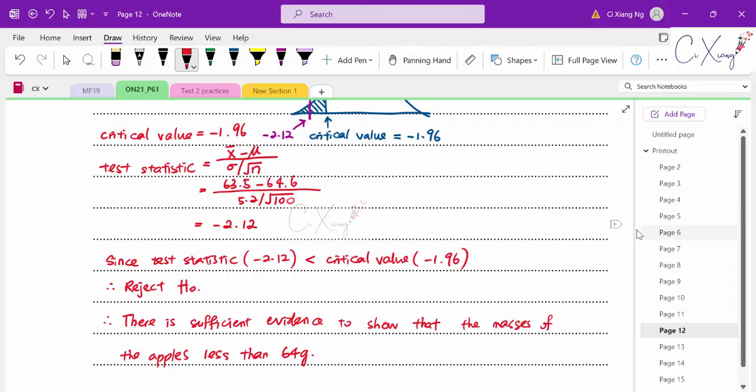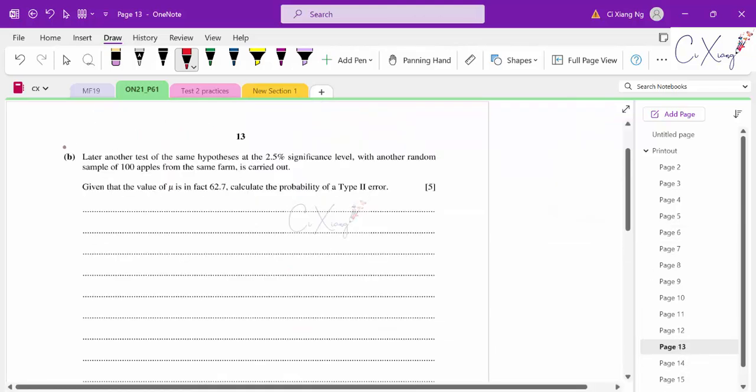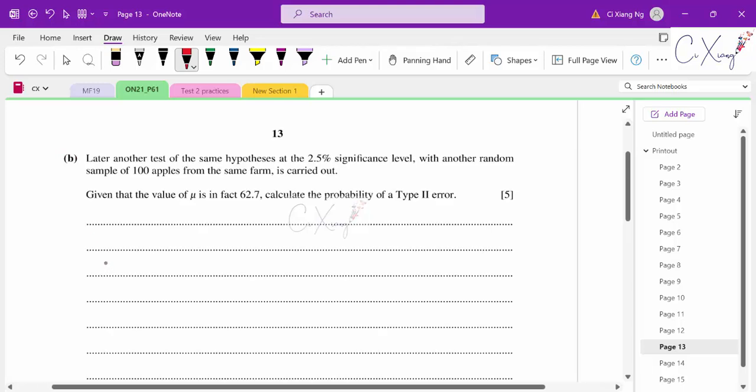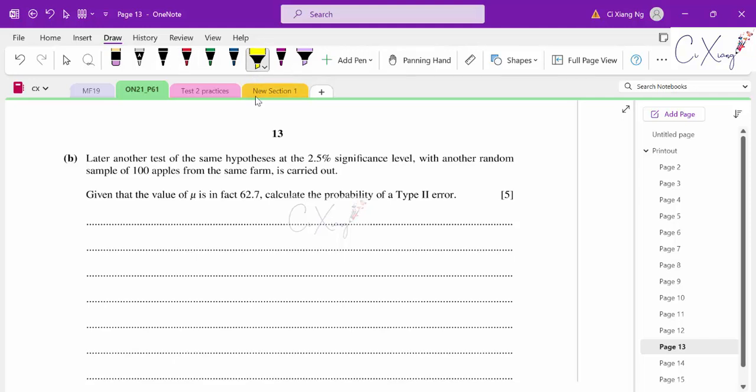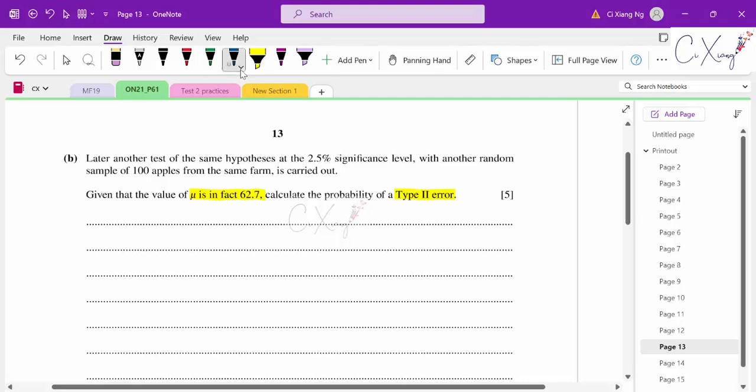Okay, so let's proceed to the next part, 7b, which is the last part of the question also. Now they are saying another test of the same hypothesis at the 2.5% significance level, still the same, just that we are using another sample of 100 apples from the same farm. Given that mu is 62.7, they want us to calculate the type 2 error. Okay, so let us talk about the type 2 error first.